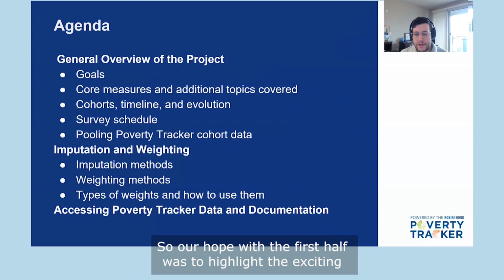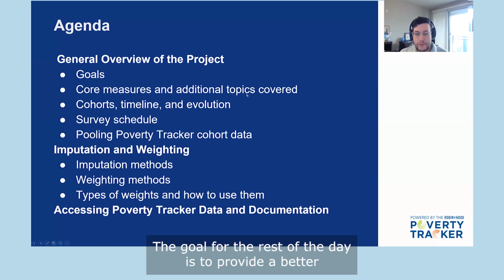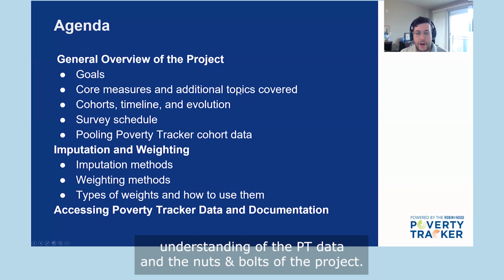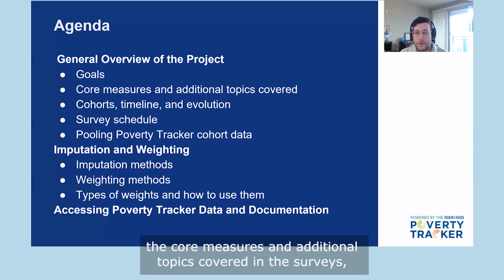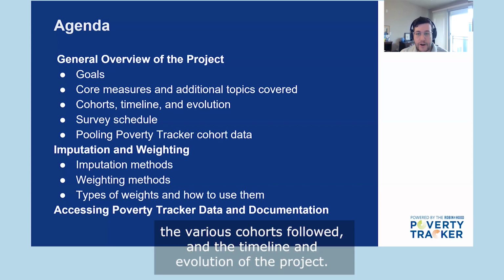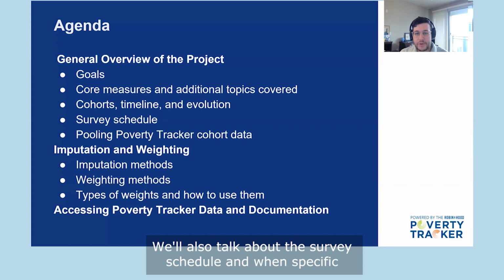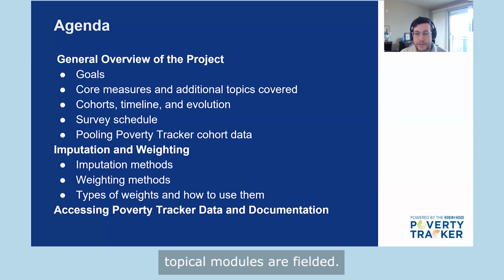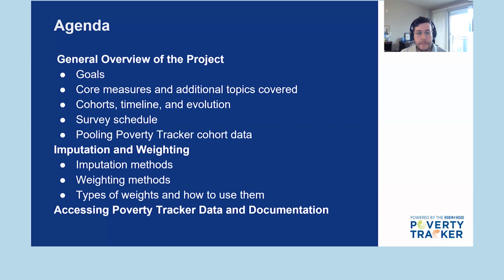So while our hope with the first half of the day was to highlight the exciting and innovative ways the data can be used to answer a variety of questions, the goal for the rest of the day is to provide a better understanding of the poverty tracker data and the nuts and bolts of the project. We'll start with a general overview of the project, discussing the original goals of the project, the core measures and additional topics covered in the poverty tracker surveys, the various cohorts followed, and the timeline and evolution of the project. We'll also talk about the survey schedule and when specific topical modules are fielded. And finally, we'll review pooling various poverty tracker cohort data.